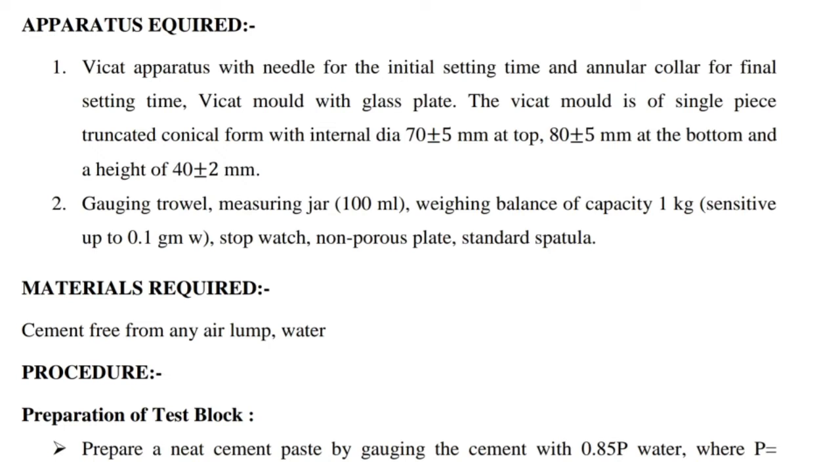2. Gauging trowel, measuring jar 100 ml, weighing balance of capacity 1 kg, sensitive up to 0.1 gram weight, stopwatch, non-porous plate, standard spatula. Materials required: cement free from any air lump, water. Procedure, preparation of test block.